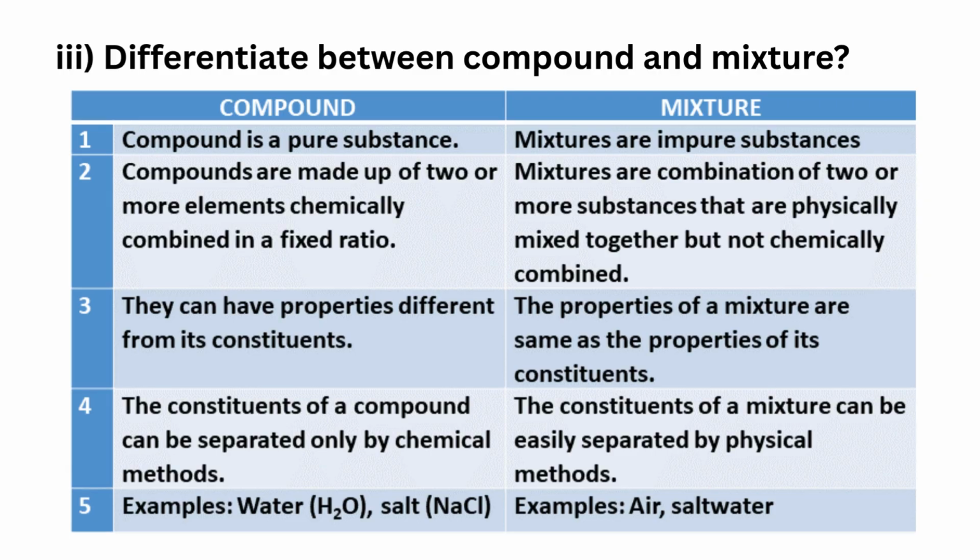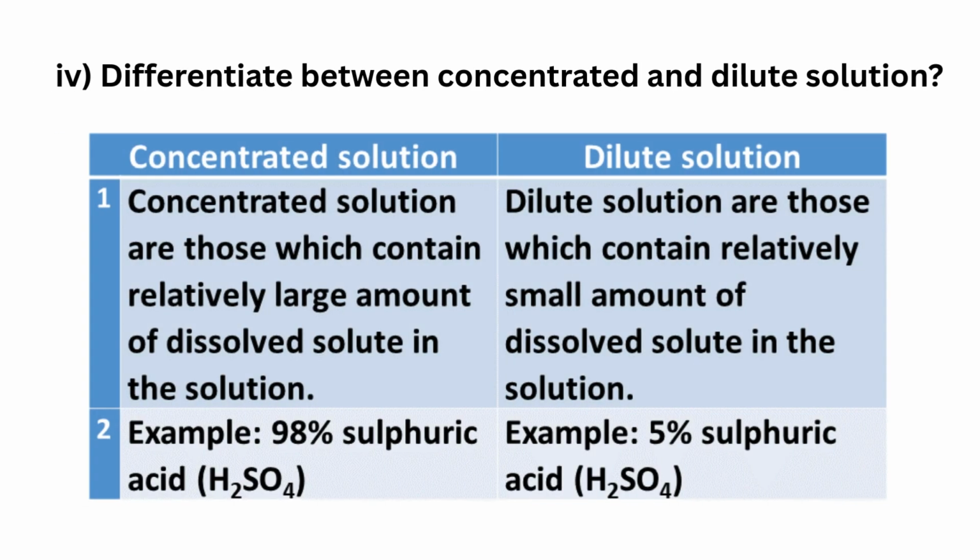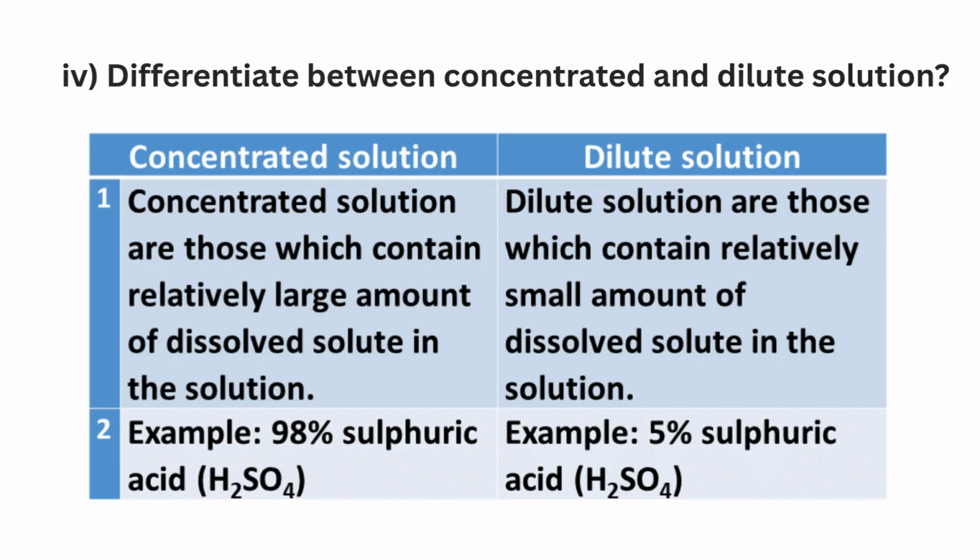The constituents of a compound can be separated only by chemical methods. The constituents of a mixture can be easily separated by physical methods. Examples of compounds are water and salt. Examples of mixtures are air and salt water. Question 4. Differentiate between concentrated and dilute solution? Answer. Concentrated solutions are those which contain relatively large amount of dissolved solute in the solution. Dilute solutions are those which contain relatively small amount of dissolved solute in the solution. 98% sulfuric acid is an example of concentrated solution and 5% sulfuric acid is an example of dilute solution.